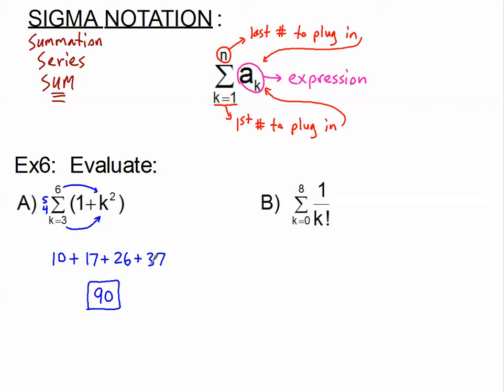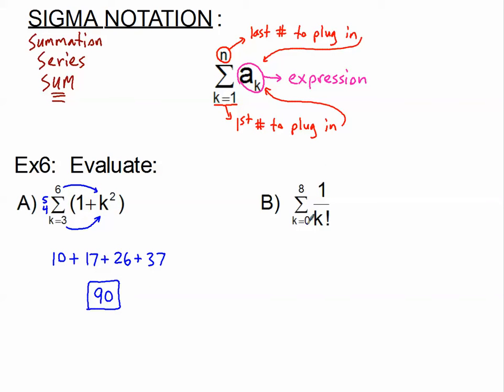Now, I knew that there were going to be 4 terms because we have to go from the 3 to the 6, including the 3. 3, 4, 5, 6. Some people try to just subtract these numbers to figure out how many terms there are, but that's always going to be 1 less than the actual number of terms. So 6 minus 3 is 3, but don't forget that you're including the 3, so there are 4 total terms here.